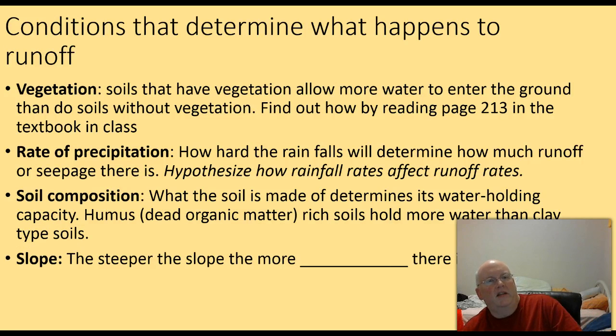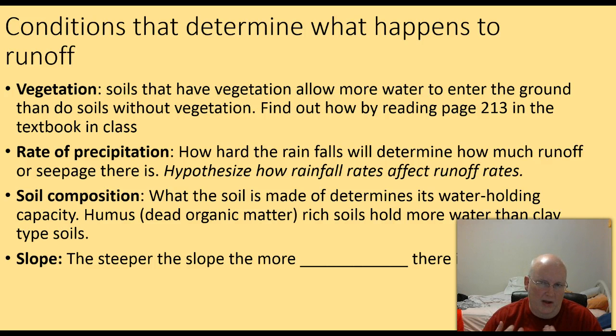So here are some conditions that have to be met that will help determine how much water actually runs over the surface and how much water seeps into the ground. One is vegetation. If there's grass or trees or other vegetation growing on soil, it tends to hold a lot more water. It's more like a sponge. Soil that doesn't have any vegetation doesn't really tend to hold water, and the water almost all flows off in runoff.